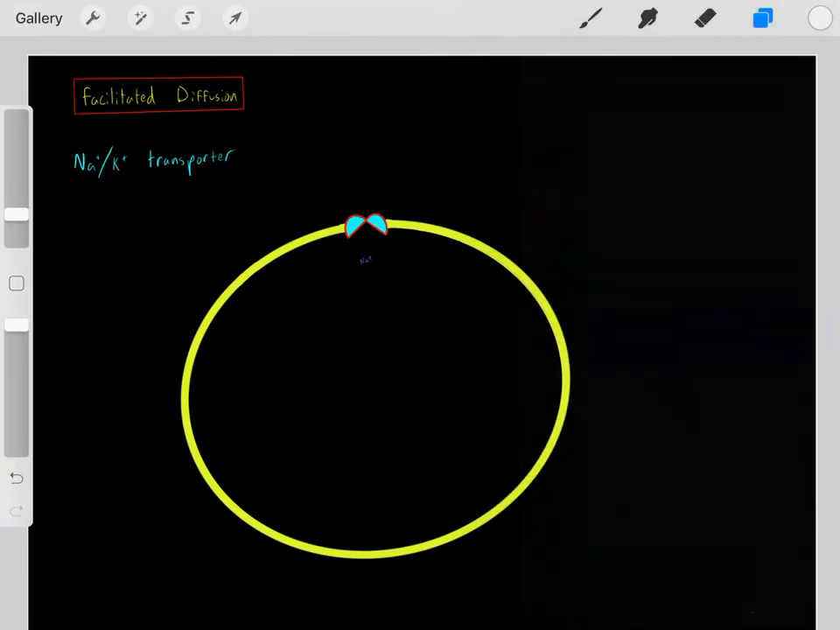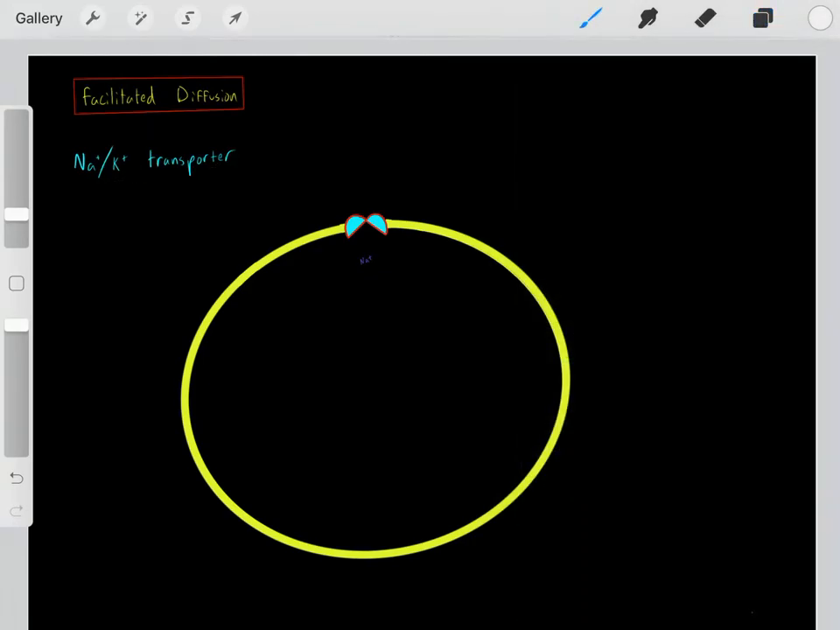So the most famous transporter pump that you'll see that uses ATP to create these gradients is the sodium-potassium transporter. And nearly every single cell in your body has these sodium-potassium transporters. So how does this transporter work? Well, first sodium binds.